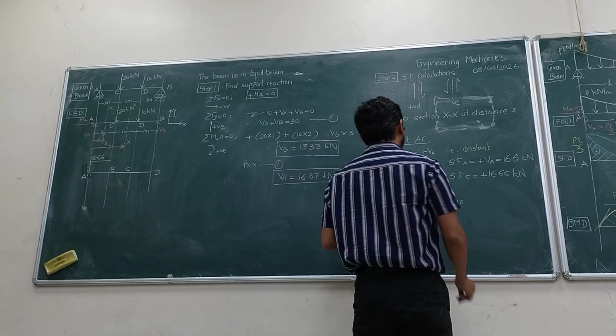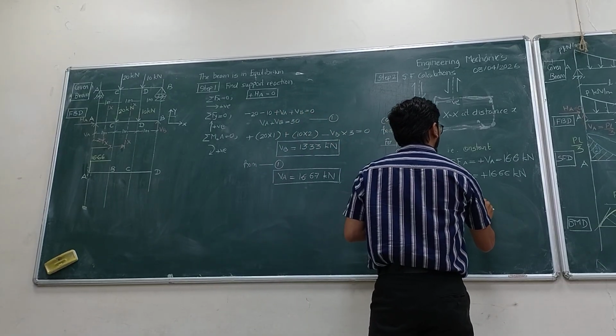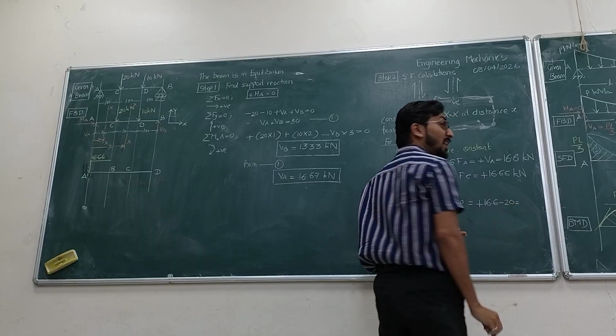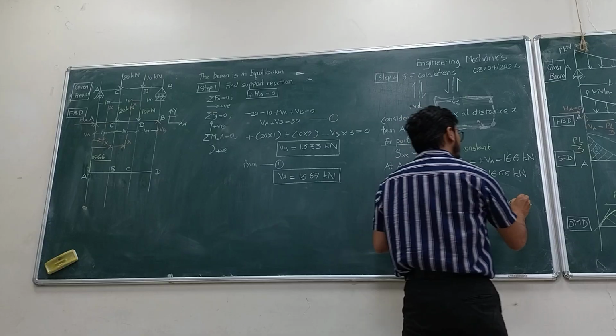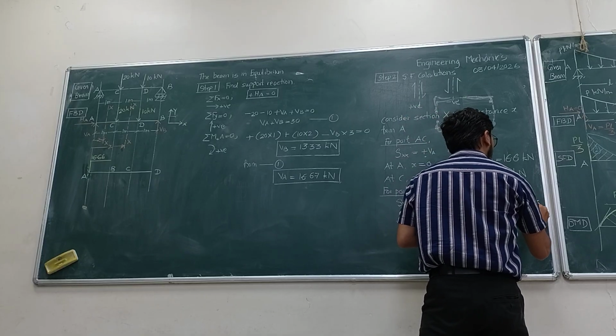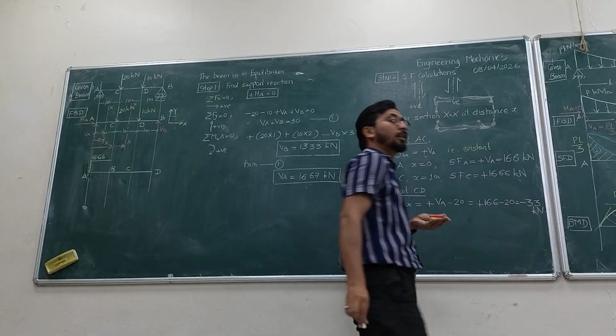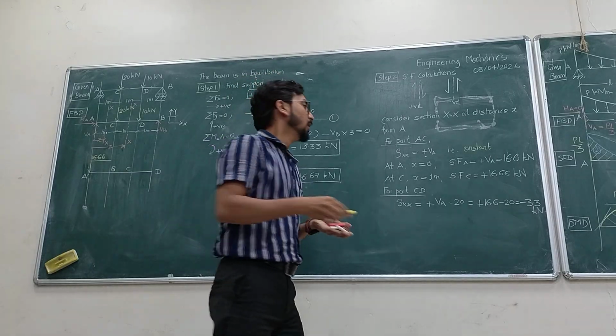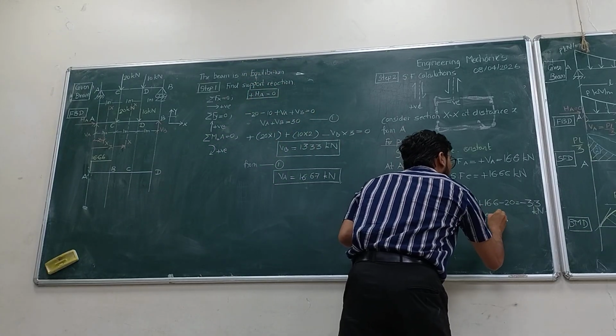Plus VA minus 20. So what value came? Plus 16.6 minus 20 is equal to minus 3.3 kilonewton, with unit. And what does this mean? Constant again? Yes or no? It is constant.